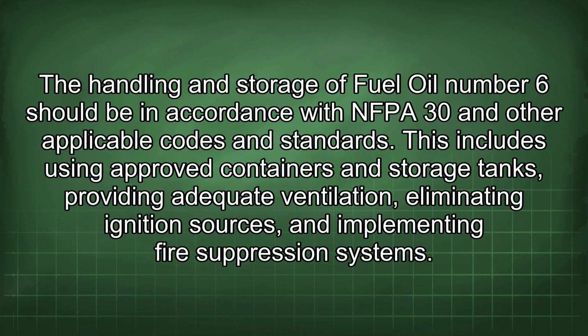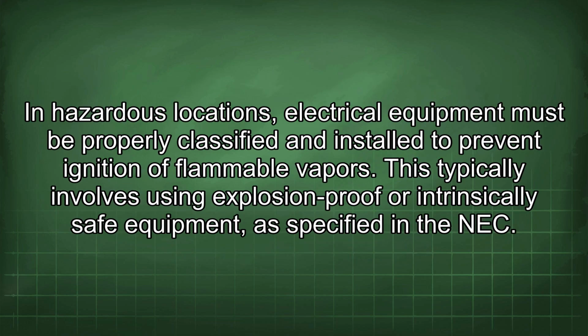The handling and storage of fuel oil number 6 should be in accordance with NFPA 30 and other applicable codes and standards. This includes using approved containers and storage tanks, providing adequate ventilation, eliminating ignition sources, and implementing fire suppression systems. In hazardous locations, electrical equipment must be properly classified and installed to prevent ignition of flammable vapors. This typically involves using explosion-proof or intrinsically safe equipment, as specified in the NEC.